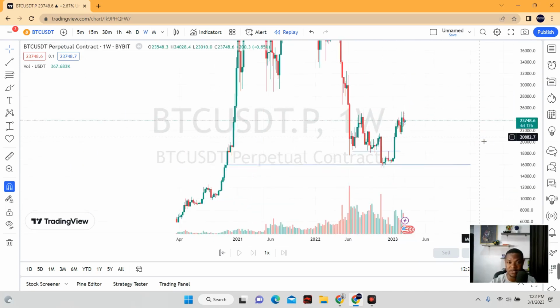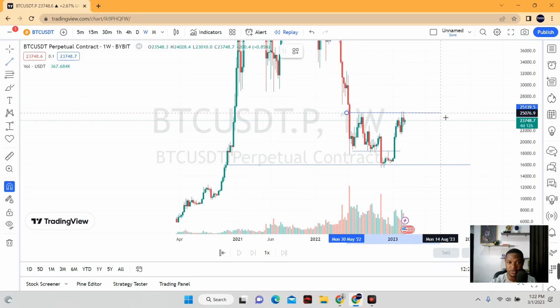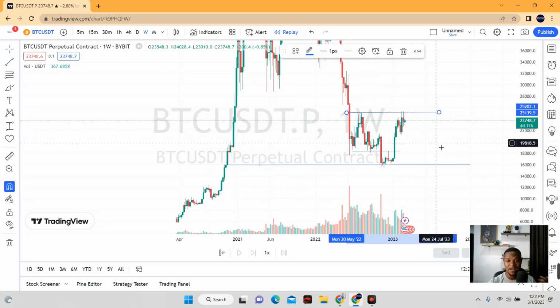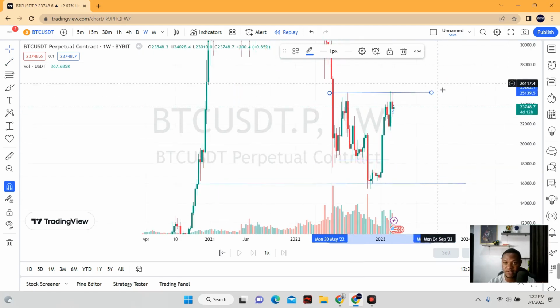So as you can see, this is a resistance, and this resistance is actually significant. Everyone can see it. You as a trader can see it, I can see it, and I'm sure every other trader can also see it. So which means that we are experiencing what we call no decision yet. We can't call it a change of trend yet, because the market is just retesting a particular resistance.